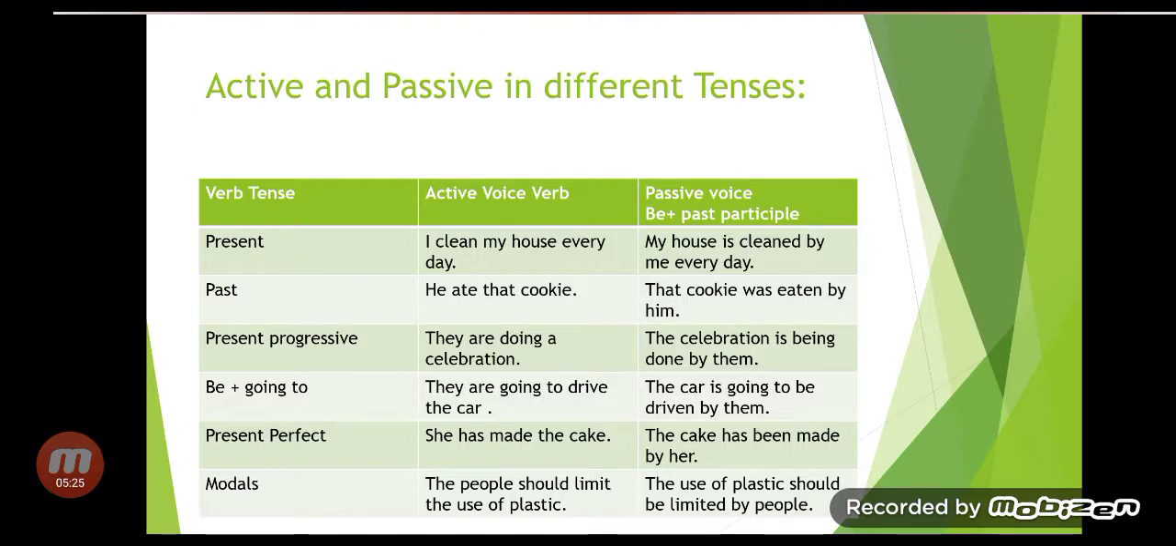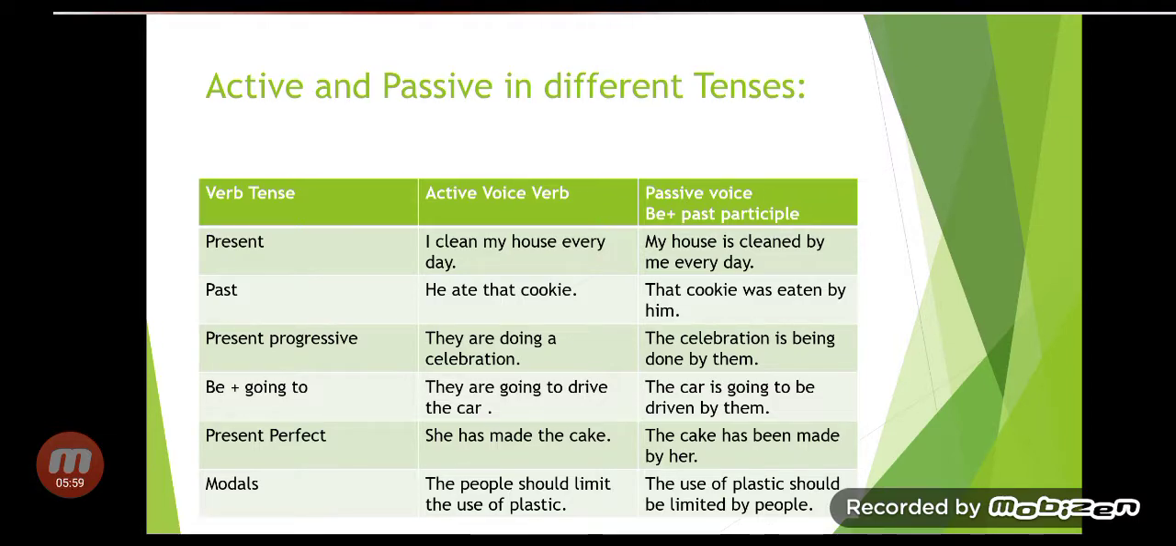Moving towards the present progressive: they are doing a celebration. So what would be the passive voice? The celebration is being done by them. So what is the helping verb or the auxiliary verb or the form of be here? It is being. So in the present progressive, the helping verb would be being. In the past it would be was, and in the present it is.